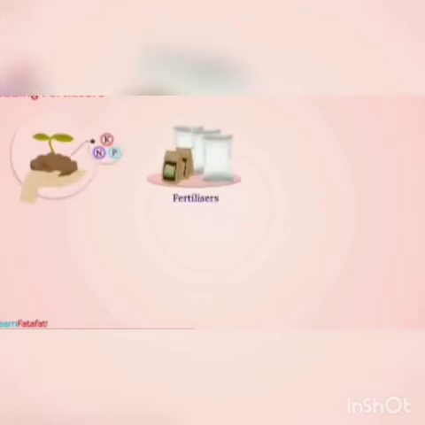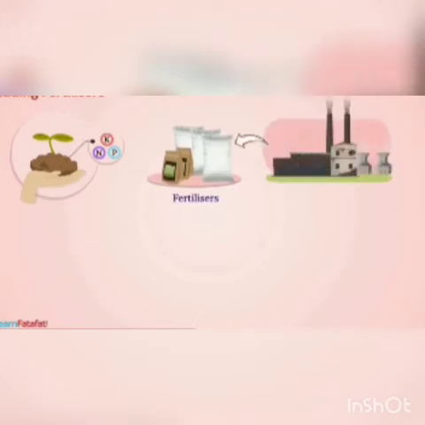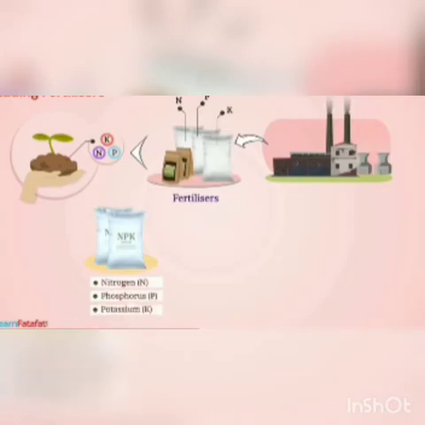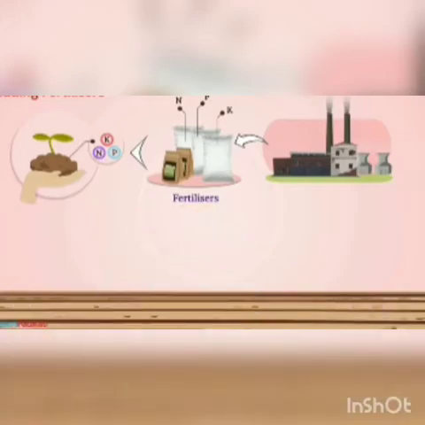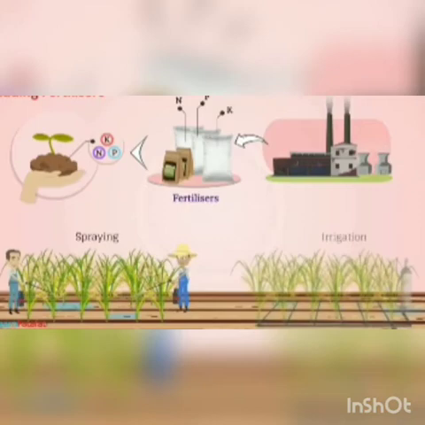Adding fertilizers. Another way of enriching soil with nutrients is by use of fertilizers. Fertilizers are chemical substances produced in chemical factories and are rich in a particular nutrient. These are used to enrich soil with nutrients. For example, NPK contains nitrogen, phosphorus, and potassium nutrients. Other fertilizers are urea, ammonium sulfate, superphosphate, potash, etc. Fertilizers are provided to plants by spraying or through irrigation.